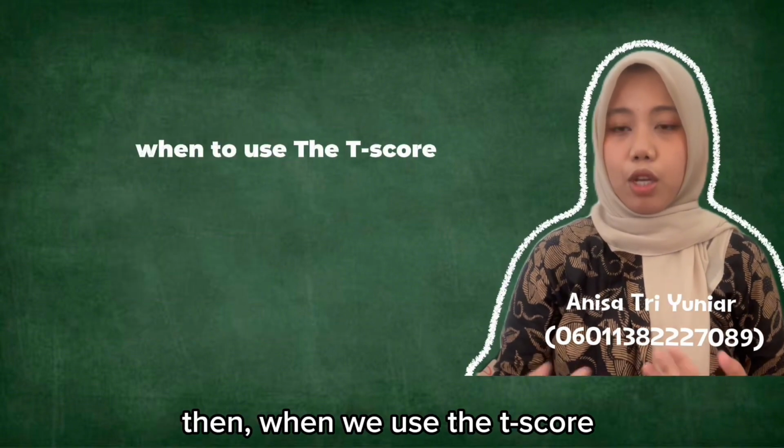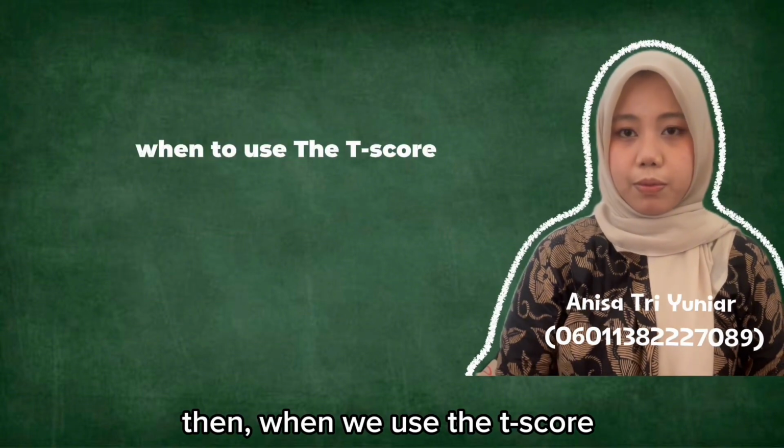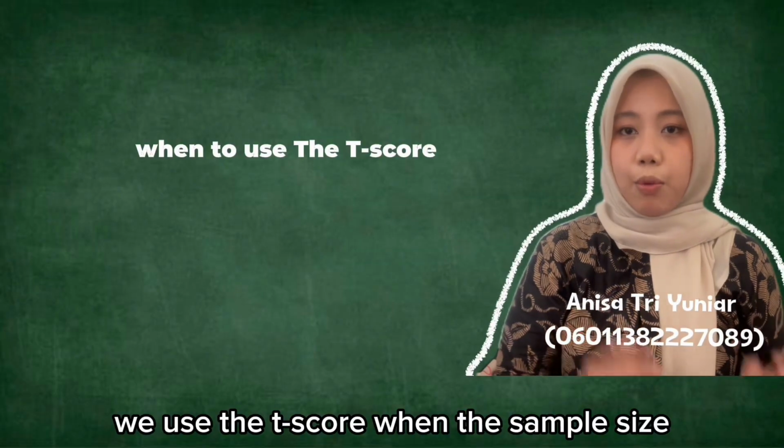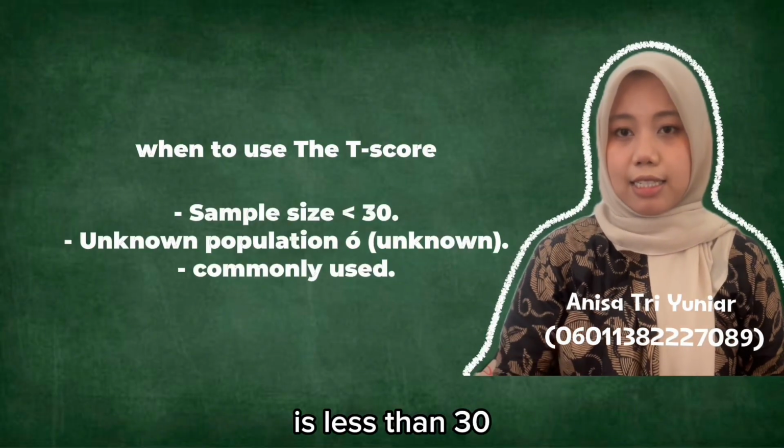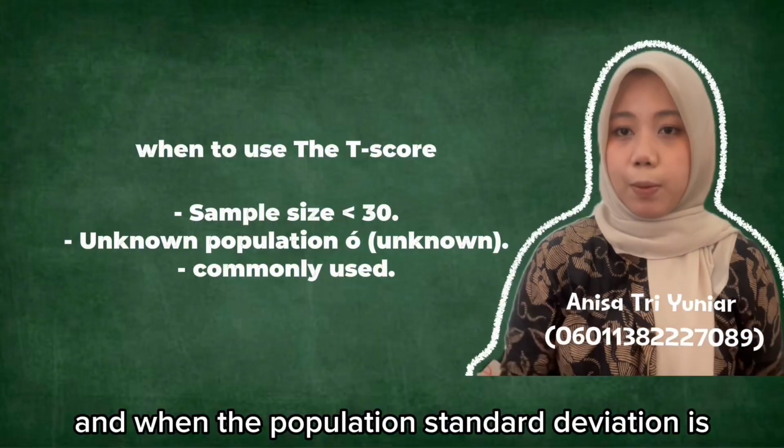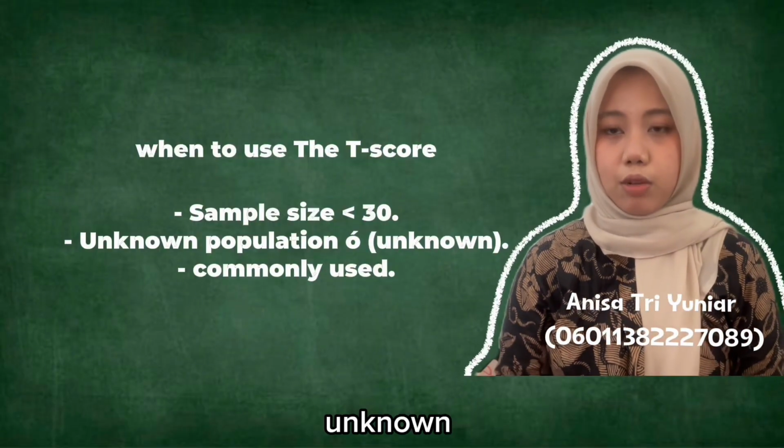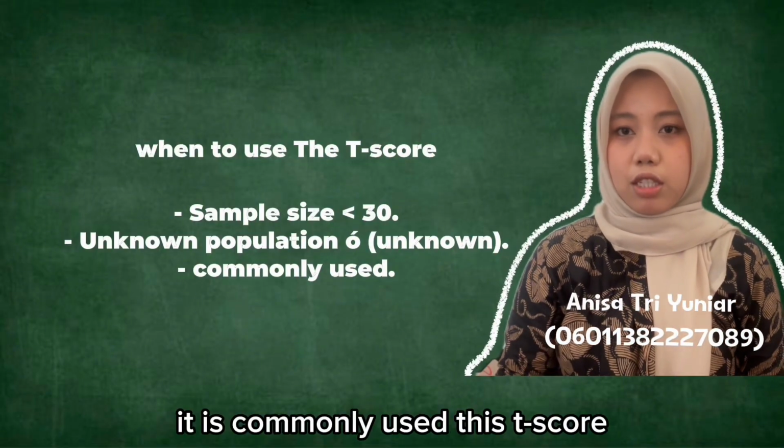Then, we use the t-score when the sample size is less than 30 and when the population standard deviation is unknown. It is commonly used in this case.